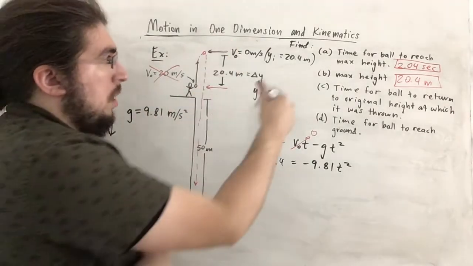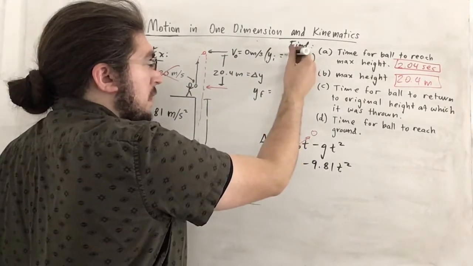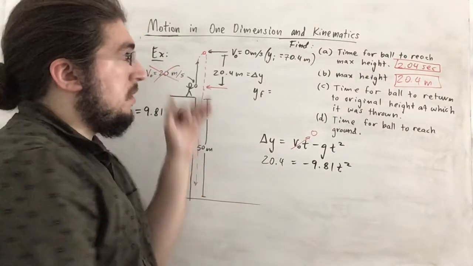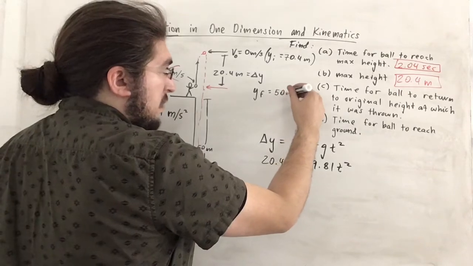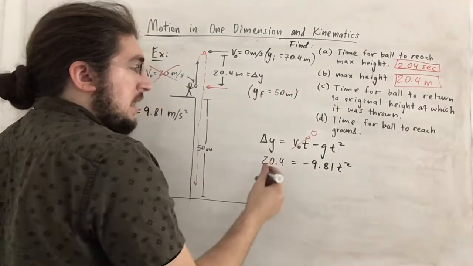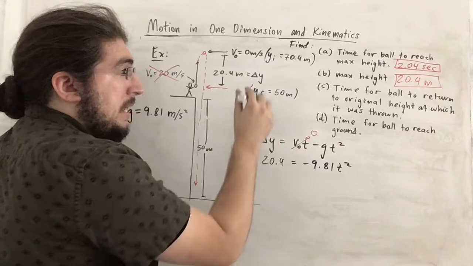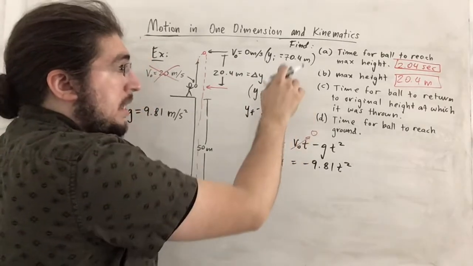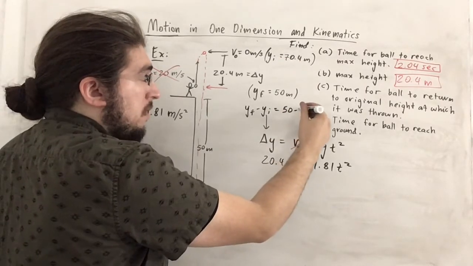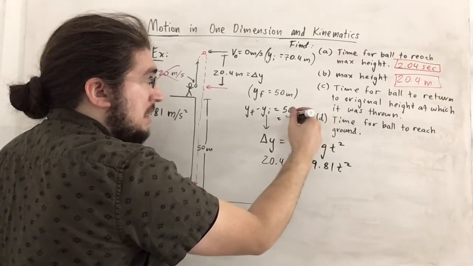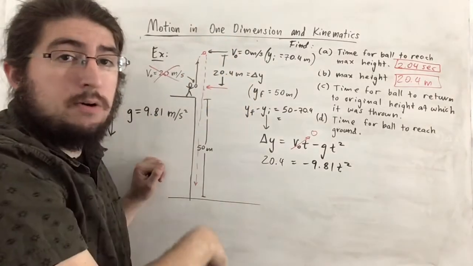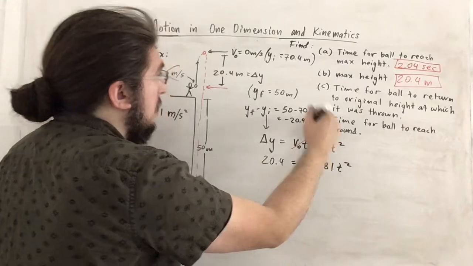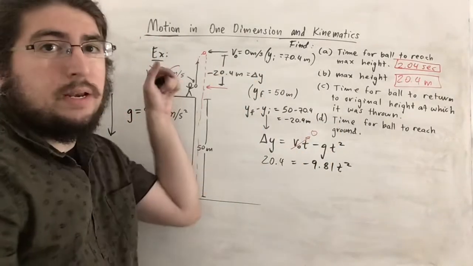So in total, the total height is 70.4. That's probably the best way to think of this. So 70.4 meters above the ground, that's the initial height. The final height will be 50 meters. So what that tells us is that delta y is yf minus yi, which is 50 minus 70.4. And what does this tell us? It tells us that in this case, since we're going down, our delta y value is actually negative 20.4. So really this is a negative value because we're going down.